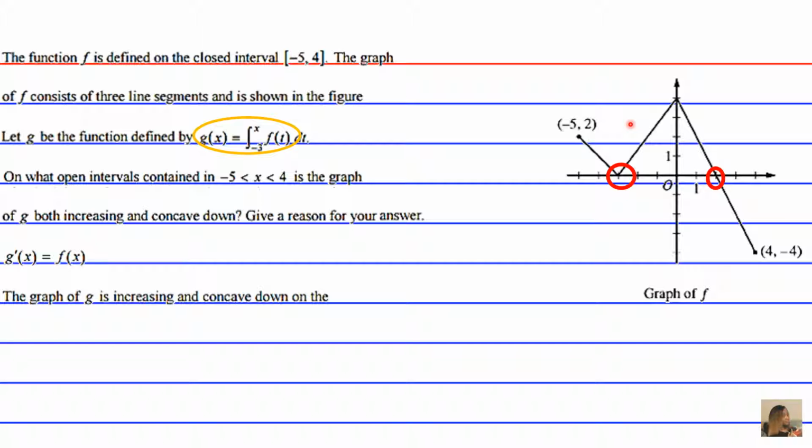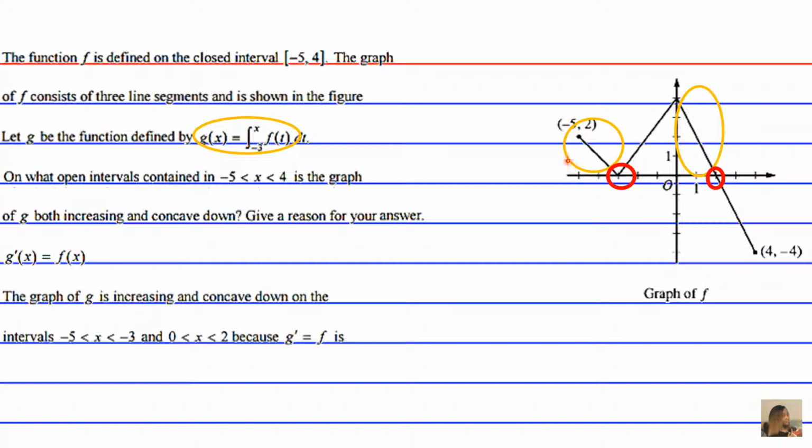Basically, the graph of g is increasing and concave down on the interval where x is between -5 and -3. So it's going to be decreasing and concave down between -5 and -3. And it's also going to be increasing and concave down on the interval between 0 and 2. And so I just established this for you.